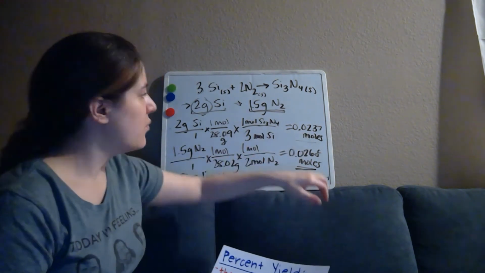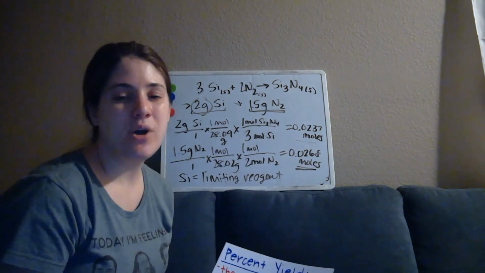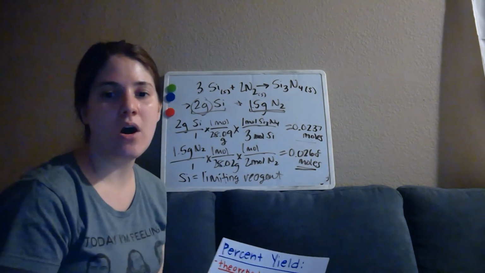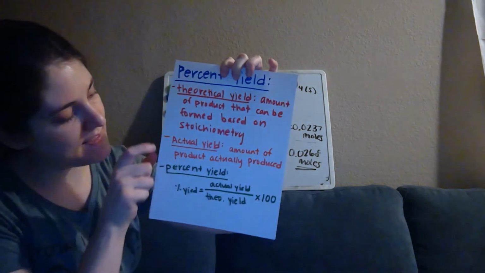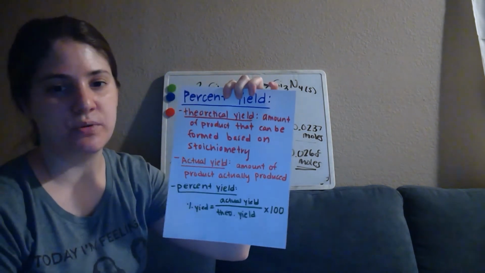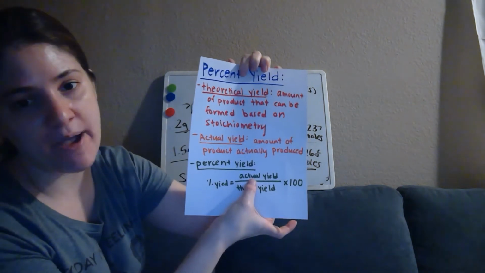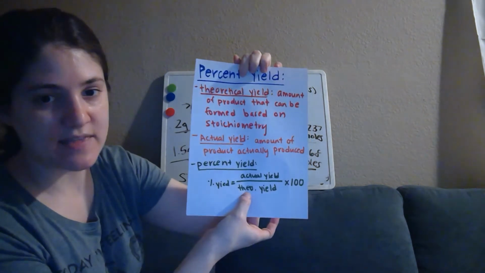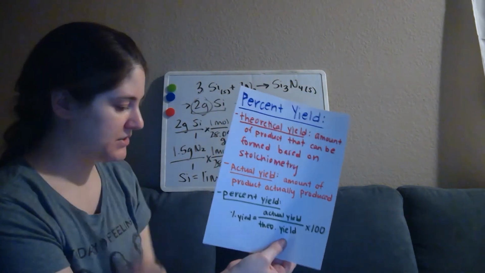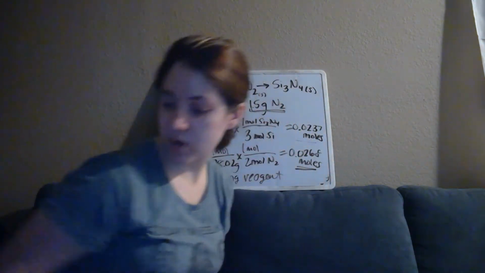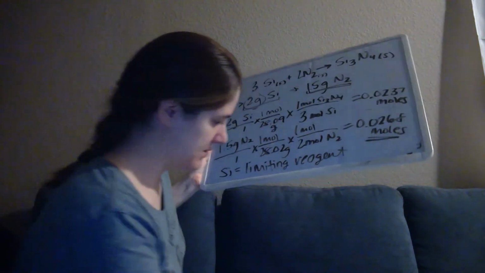In theory, we could make exactly 0.0237 moles, but in reality, when you go into the lab and you run a reaction, things go wrong. Reactions don't always go all the way to completion. And so that's where we get the actual yield. It's the amount that we actually make. And so in order to calculate that, you'll take your actual yield, what you actually get in lab, divided by the theoretical yield, what you could get in theory, times 100. So we're going to do just one more example for that.